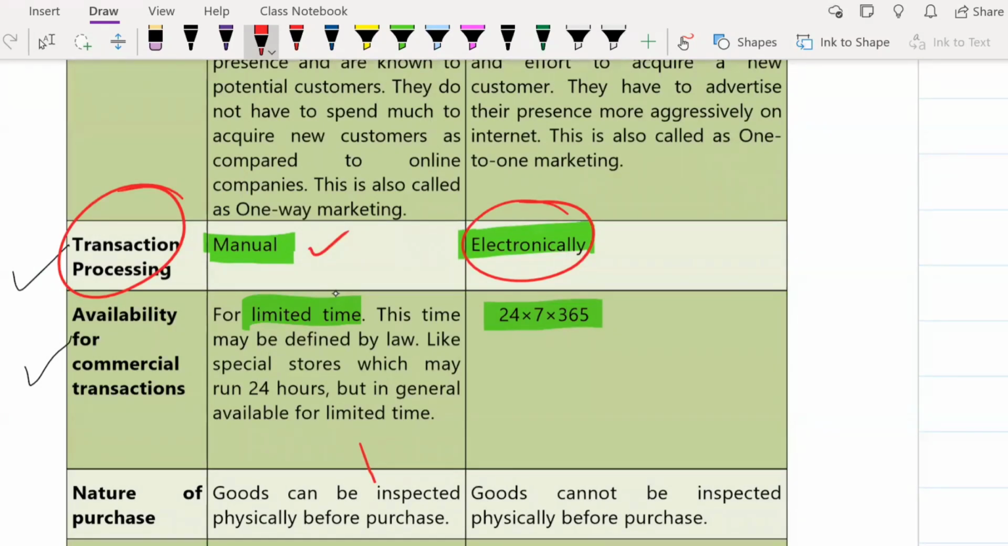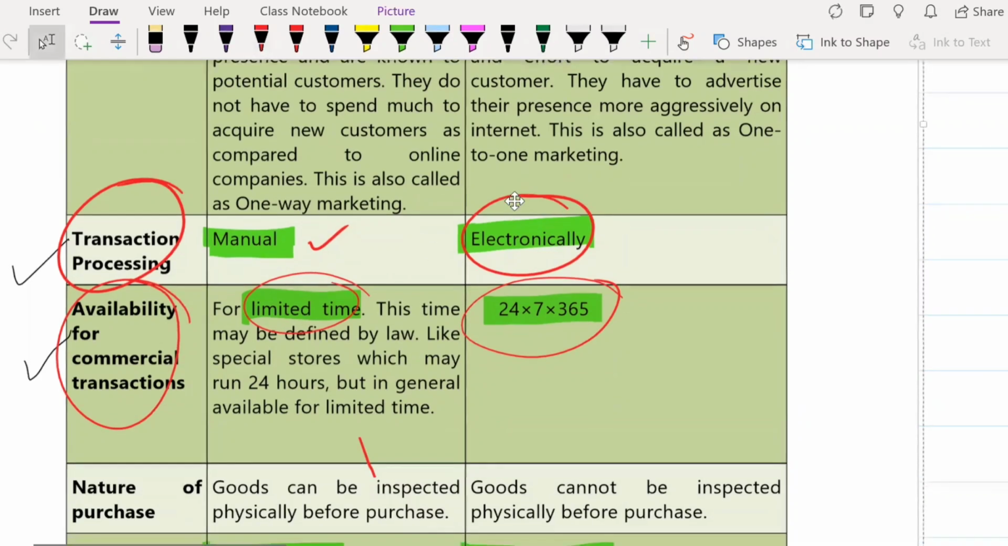Okay, you can go in and pick up your product, put it in your cart, and it will get delivered, correct? Next is availability. Here, if you go to a vegetable shop, it will be open only during certain timings. Whereas if you do it electronically, any time of the day, any minute, any second, you can place an order, correct?